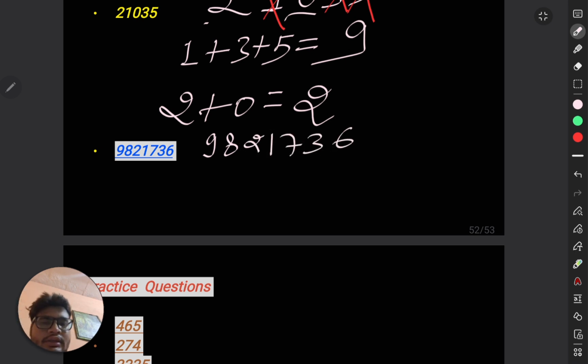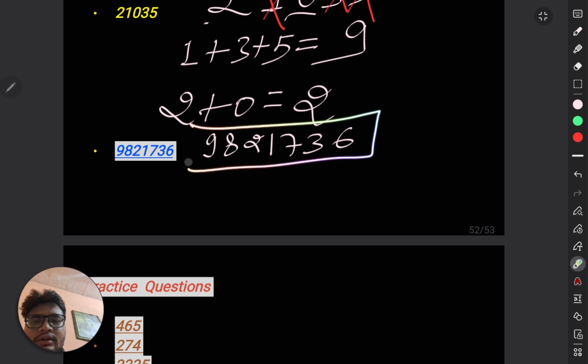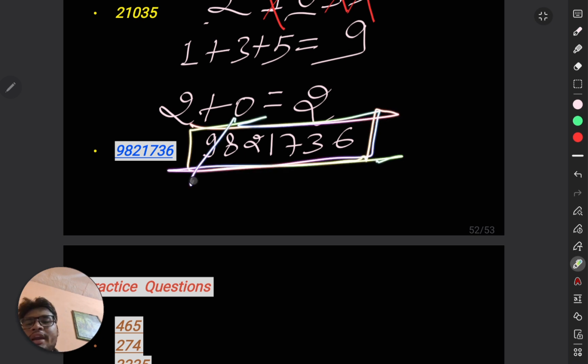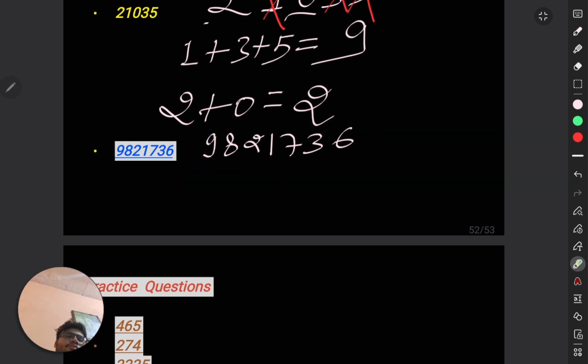9821736. So this is the number, and first we have to find 9. Here, one 9 is available. So then we have to cast out this 9. We have to cast out this 9. So then what will we do?